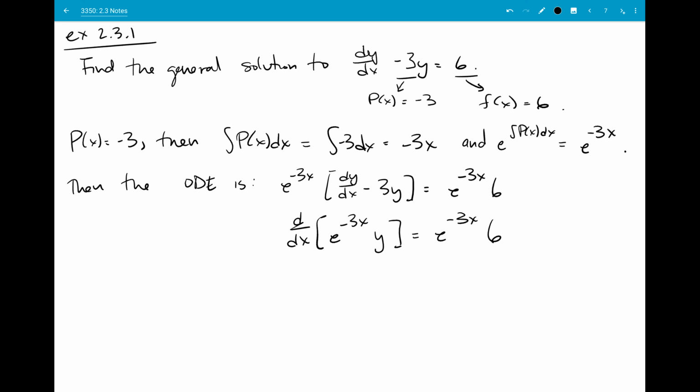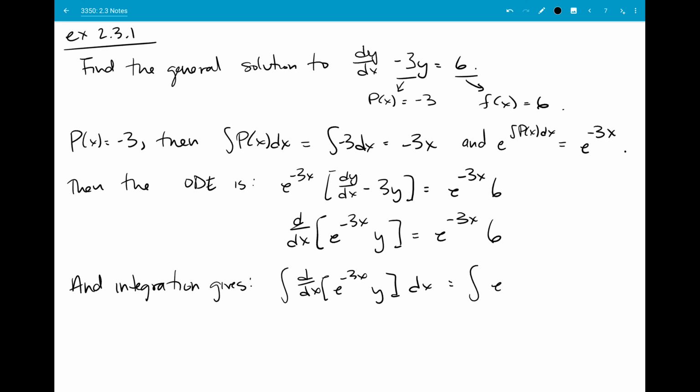And you can go ahead and just always say that that's what happens. You don't have to show me those steps backwards. If it helps, just contact me and I can show that to you. But I'm going to go ahead and integrate everything. So the integral of d/dx of e to the minus 3x times y dx is equal to the integral of e to the minus 3x times 6 dx.